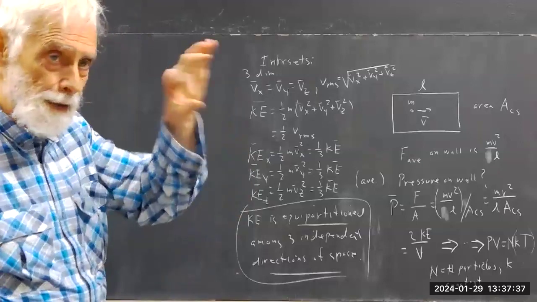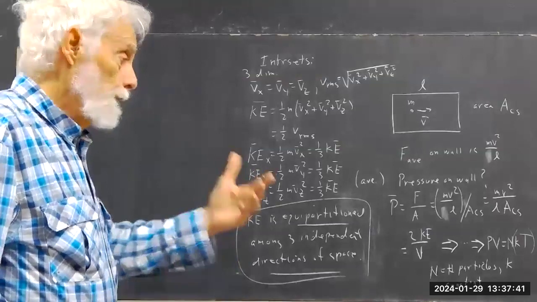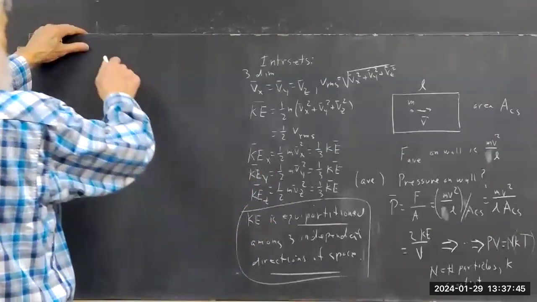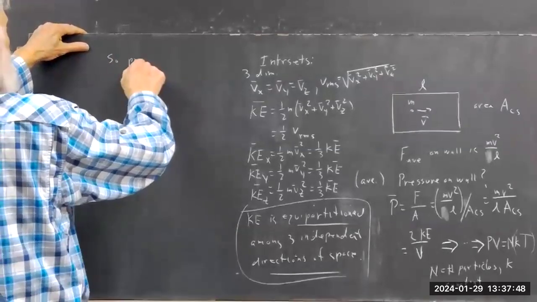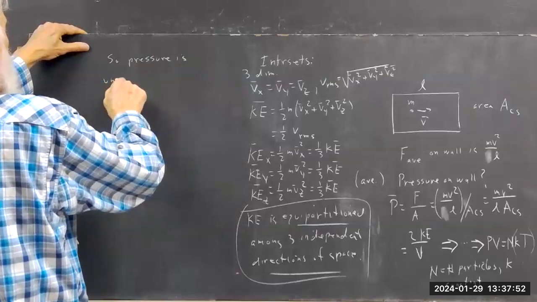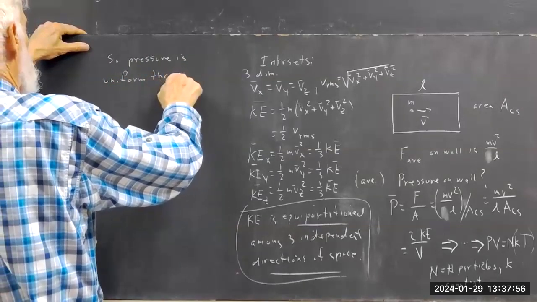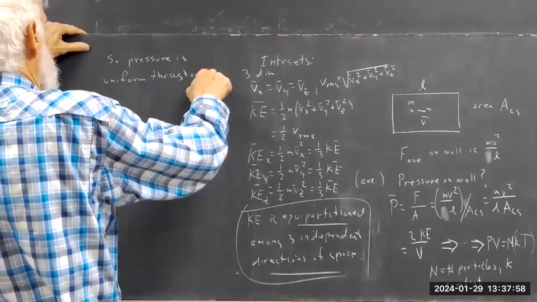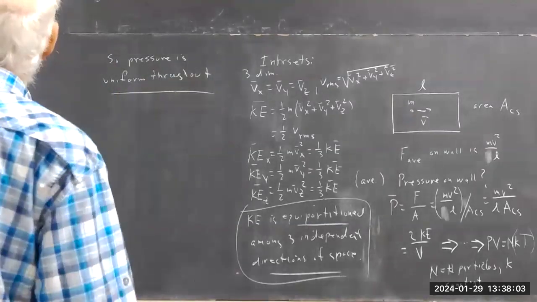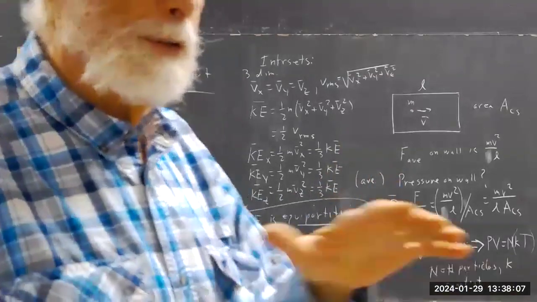Since you have equal partition among three independent directions of space, you can do this same analysis on any small area increment. And it works out. So you find that the pressure is uniform. God, I can't read that. I wrote it better. Uniform throughout. Same pressure everywhere. Assuming it's a small container.